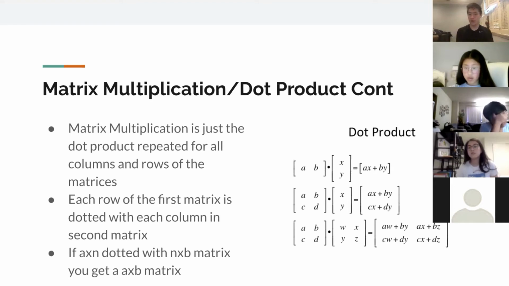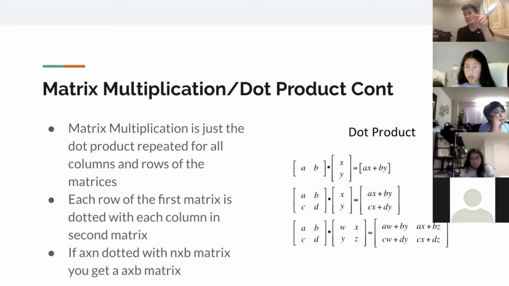If there were more rows, you would keep doing that. If there's another row, say EF, like below that, so it was a 3 by 2, the next output would be EX plus FY. So you just keep repeating that for all the rows, dotting them with the columns. Same thing if there are more columns, you would keep doing that too.